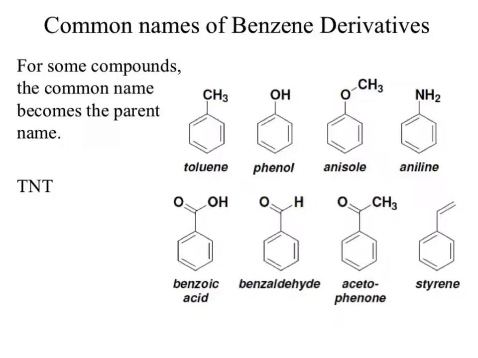Some of which you've seen, some of which you haven't. You're just kind of responsible for knowing them. Probably the more important ones: toluene, super common; phenol, super common; aniline, super common; benzoic acid is super common. The rest of them, I don't think I've ever seen styrene written out, unless someone was doing a polymer reaction, in which case they were making polystyrene.